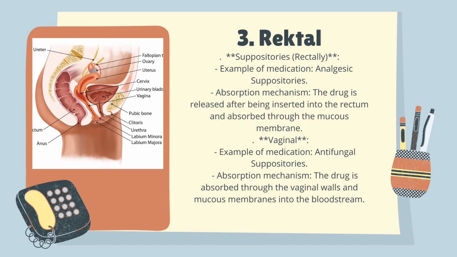3. Rectal. Suppositories are given rectally, especially for medication such as analgesic suppositories. Absorption mechanism: the drug is released after being inserted into the rectum and absorbed through the mucous membrane. Vaginal. Example of medication: antifungal suppositories. Absorption mechanism: the drug is absorbed through the vaginal walls and mucous membrane into the bloodstream.